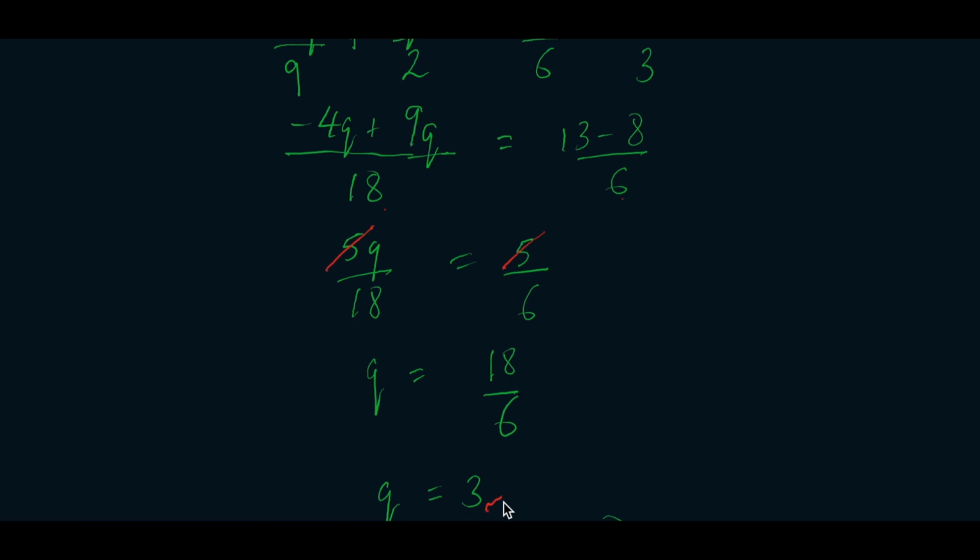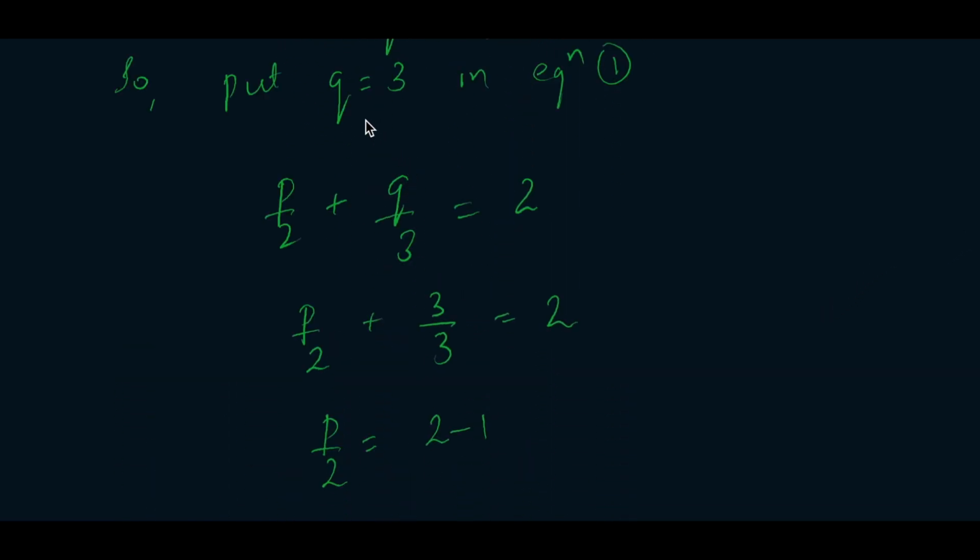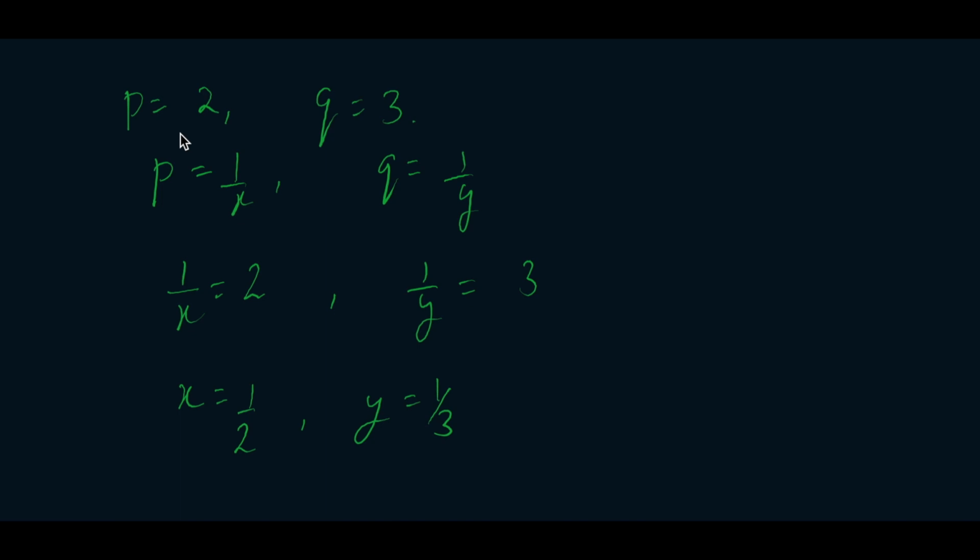Now we can put the value of q equals 3 in equation 1. So it is p by 2 plus q by 3 equals 2. Now instead of q we put 3, so it is p by 2 plus 3 by 3 equals 2. Now 3 by 3 gives us 1, so p by 2 becomes 2 minus 1. Hence the value of p is 2. So we have p equals 2 and q equals 3.